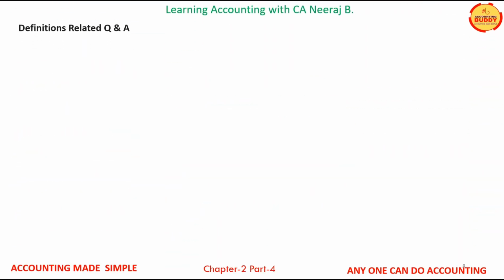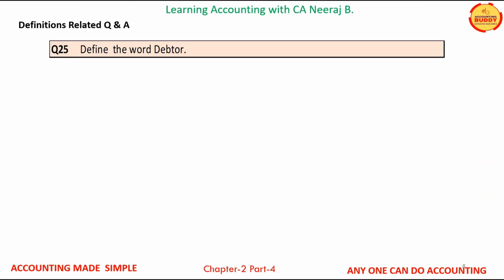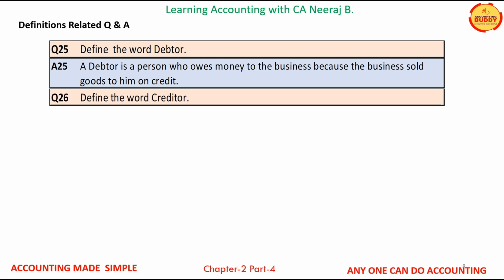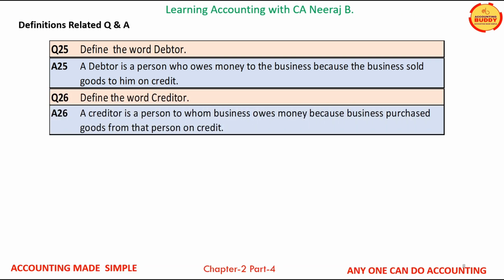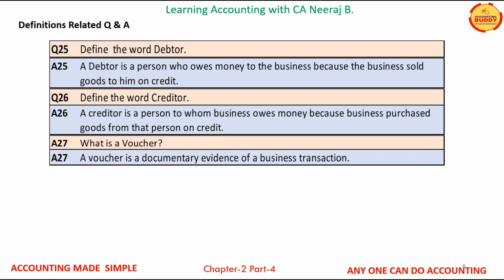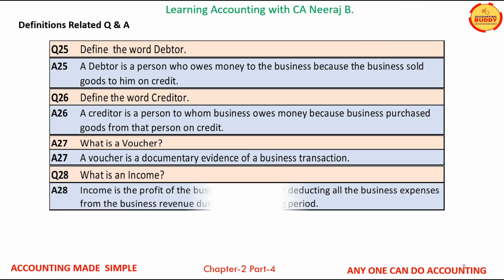Question number 25 on your screen is define the word debtor. A debtor is a person who owes money to the business because the business sold goods to him on credit. Question number 26. Define the word creditor. A creditor is a person to whom the business owes money because business purchased goods from that person on credit. Question number 27. What is a voucher? A voucher is a documentary evidence of a business transaction. Question number 28. What is an income? Income is the profit of the business earned after deducting all the business expenses from the business revenue during an accounting period.